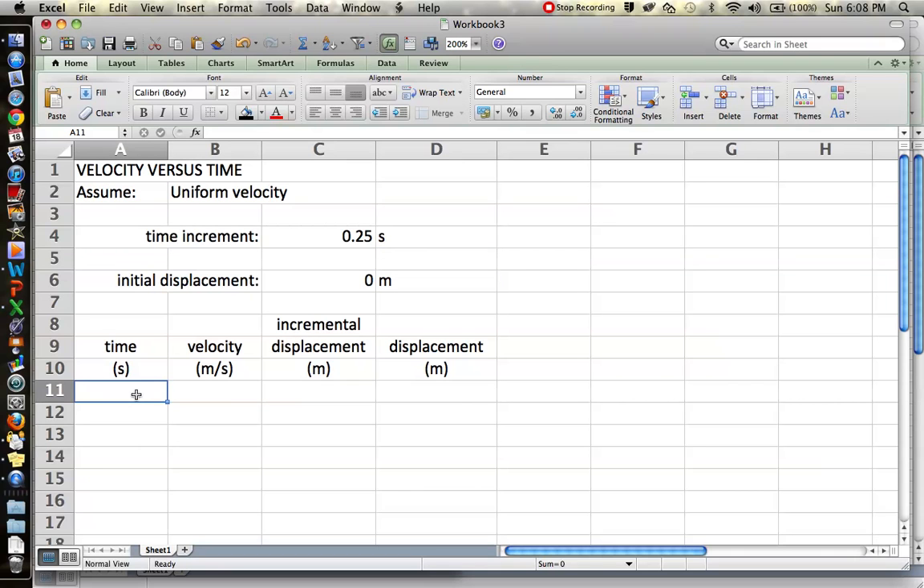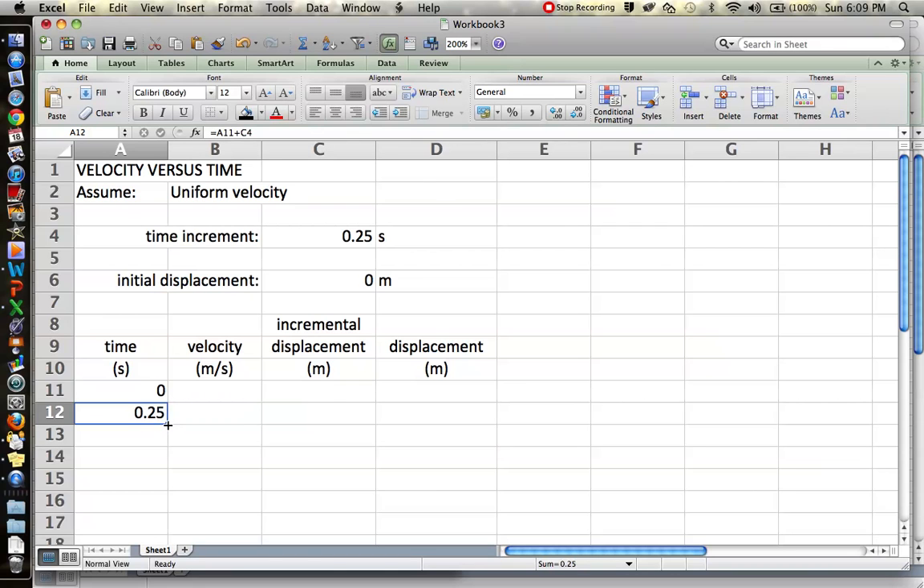Let's begin time at 0, and then in this cell here, we're going to put in a formula. We're going to say that this time in this cell is equal to the cell before plus this time increment up here. Enter. And I could keep going like that.